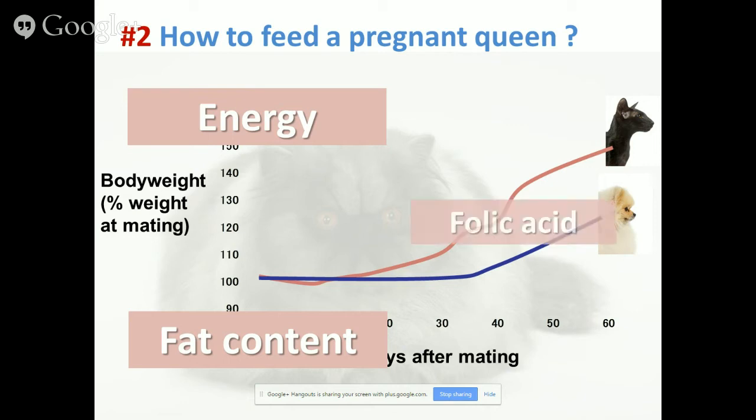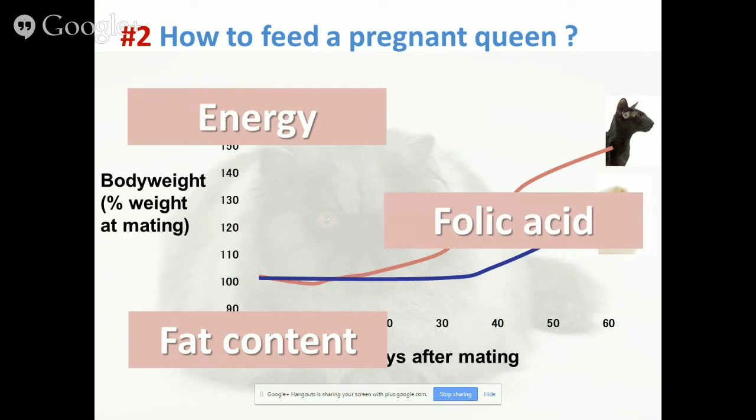Another nutrient of interest is folic acid. Today, we know that the most common congenital abnormality we will find in kittens is cleft palates. Cleft palates are certainly the most common defect we'll find in those newborn kittens. And one way to prevent them today, and this is well acknowledged in humans and in canines, is to supplement with folic acid during gestation, because the structure that leads to the formation of the palate, the neural tube, in fact, will require extra amount of folic acid.